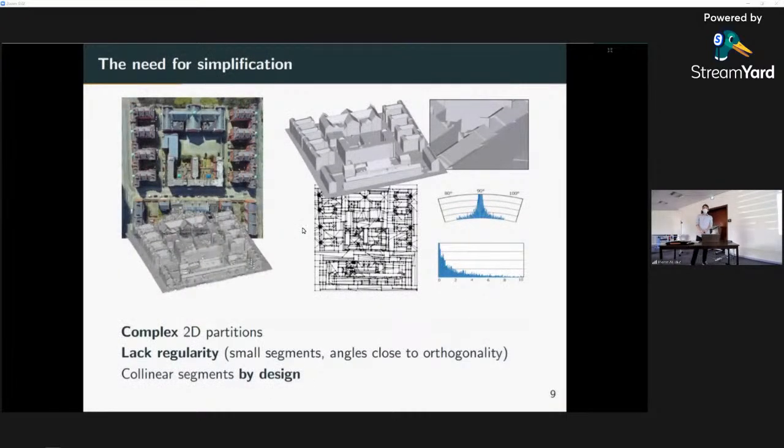Once we use this reconstruction pipeline on some real data, what we observe is that the 2D partitions are very complex. Especially we have a lot of very small edges, and the angles are concentrated around 90 degrees, but are not exactly 90 degrees. With this observation, when we lift these two-dimensional partitions in 3D, we see a few incoherences that appear in the 3D model, as well as some misalignments between facades of buildings. So we propose to simplify this two-dimensional partition, and especially we want to use a continuous optimization that will both simplify and regularize those two-dimensional partitions.